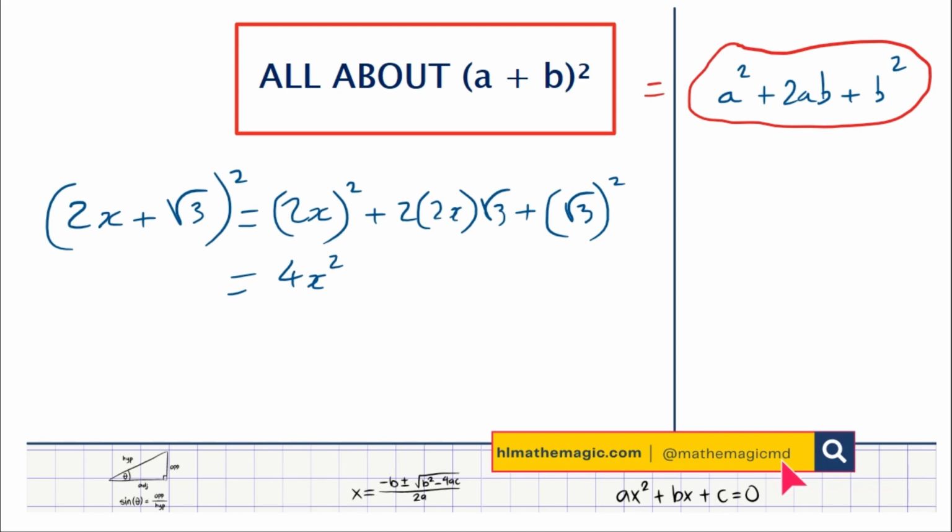And then 2 times root 3. Well, what we can do is we can say 2 times 2 is 4, and then root 3 is a number, let's not forget. So we can say 4 root 3, and then we still have an x hanging out here. And then root 3 squared is going to be 3, because a square root squared cancels itself out. So that works out nicely for us. And that's the answer for this question.